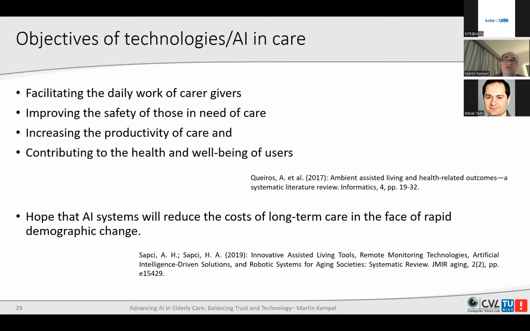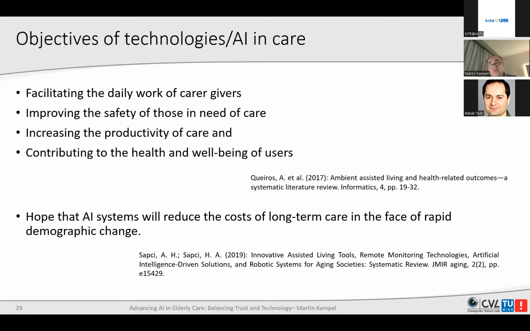Coming to the aspects of AI in care and how to reflect the topic of applying technologies to people in need of care. What are the objectives of these technologies? So of course, they should facilitate the daily work of caregivers. It should improve the safety of those in need of care. It should increase the productivity of care and contribute to the health and well-being of users.